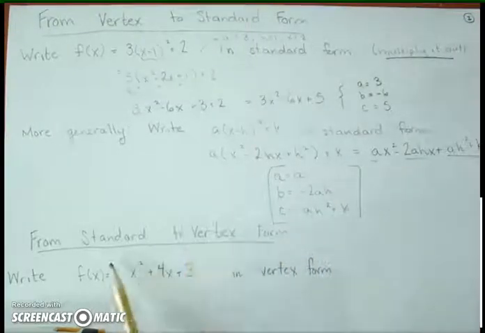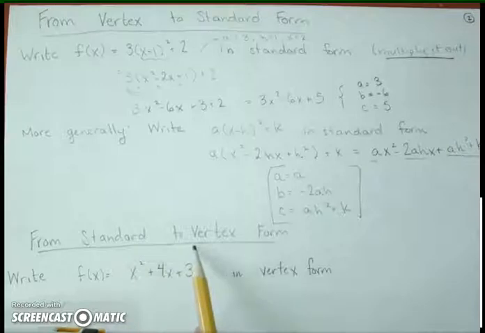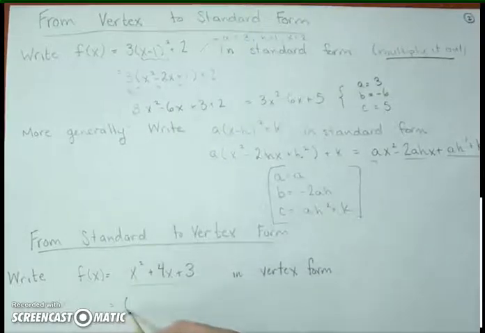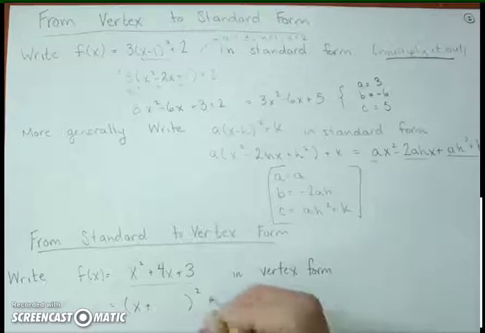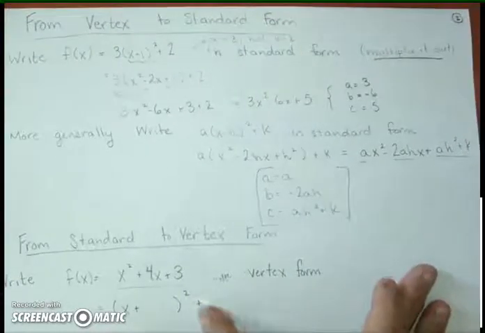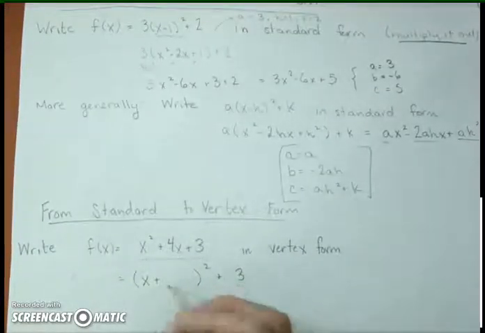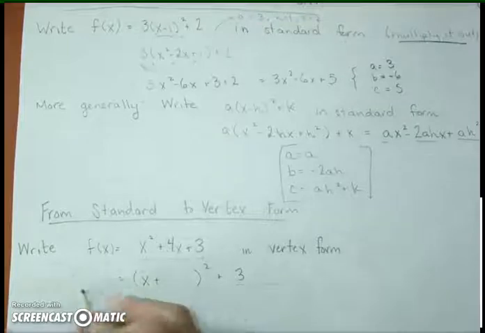Now going in the other direction, if I have something in standard form and I want to convert to vertex form, well, I need to take this expression and I need to write it as x plus something, quantity squared, plus some junk. Look familiar? This is completing the square all over again. So this is my end goal.